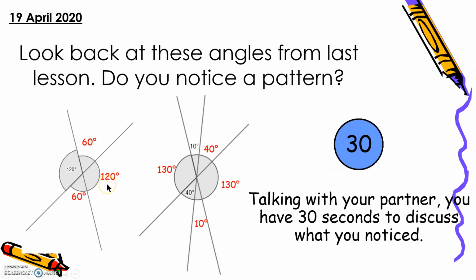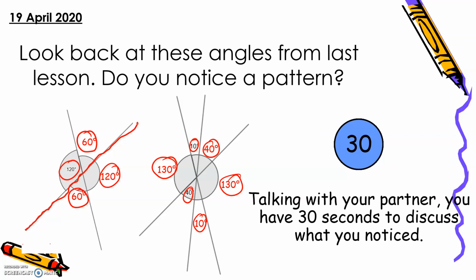So what we should notice is that we end up with 60, 120, which is interesting. But also on this other one, we go 130 and 130 repeats itself. We've got 40 and 40 and 10 and 10. So the key part of the pattern is that if I put a straight line here, or a reasonably straight line, we should notice it looks like a mirror. It's the same on both sides. And it's the same on both sides here.